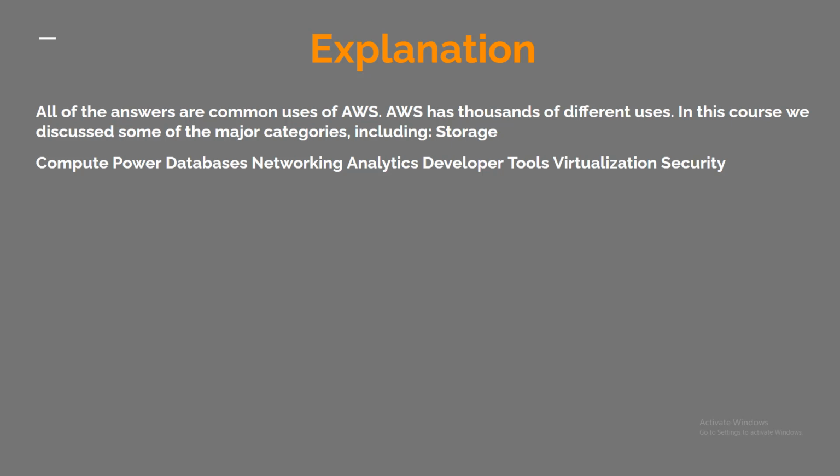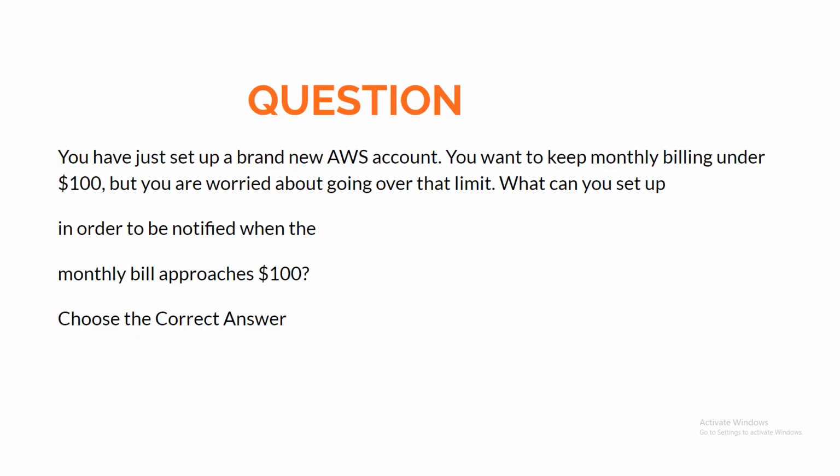AWS has thousands of different uses. In this course, we discussed some of the major categories, including storage, compute power, databases, networking, analytics, developer tools, virtualization, security.